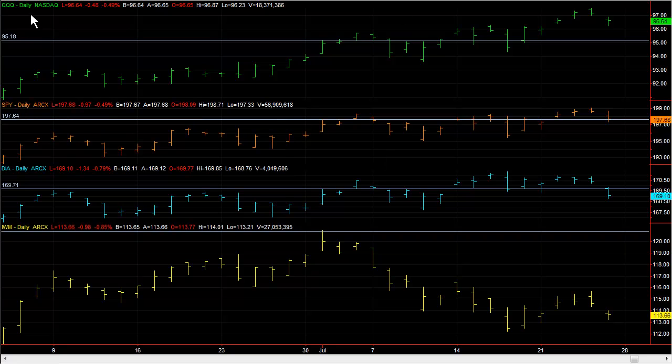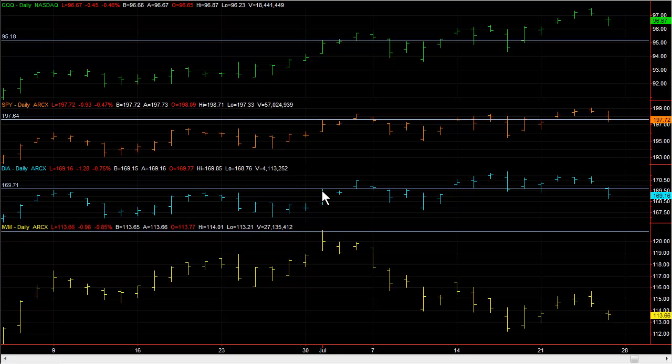So in this chart I've got the NASDAQ QQQ stacked on the top, the SPY, the S&P 500 below it, the Dow Diamond below that, and the IWM below that on the bottom. So these are all four ETFs that make up the major indexes for the US. So you can see here that the Russell was trending nicely to the upside, and it peaked out right here about July the 1st.